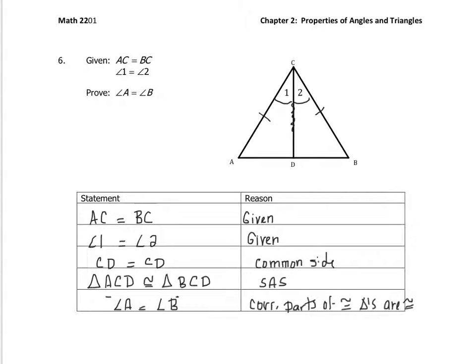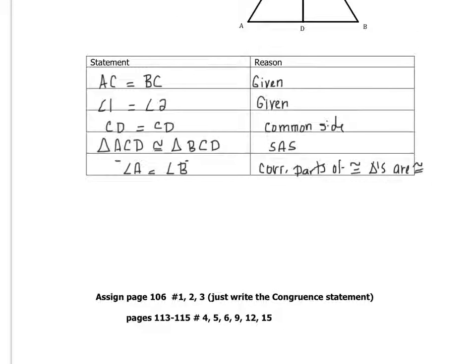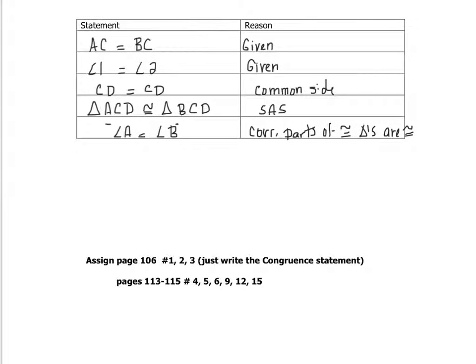Alright, so those are some examples of proofs, and there are some questions there in the book that you can try on page 106 and 113 to 115. And in question 3, just notice there on page 106, you just need to write the congruent statement. Don't follow the rest of the instructions. Okay, and that's it for that chapter.